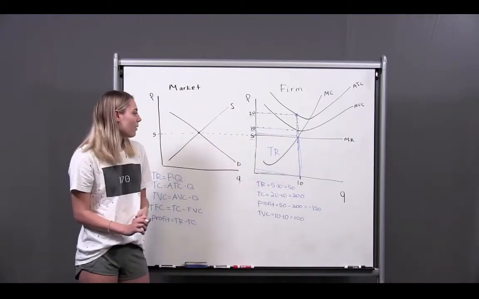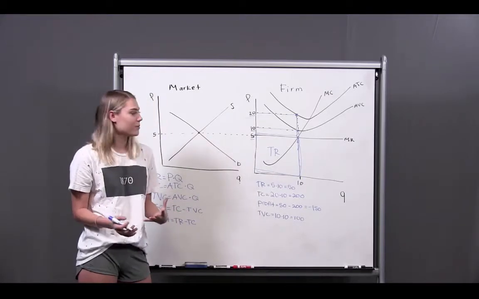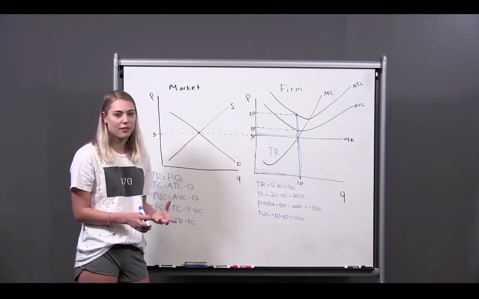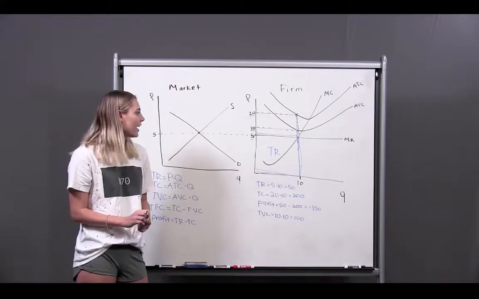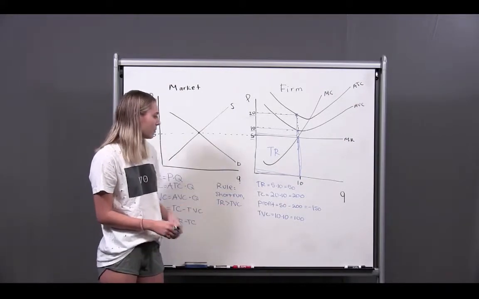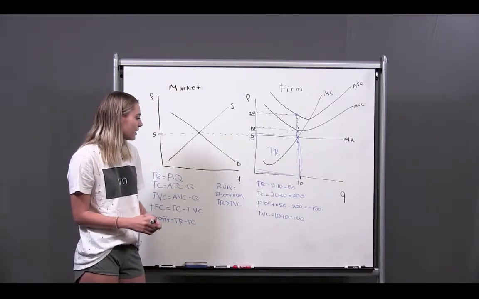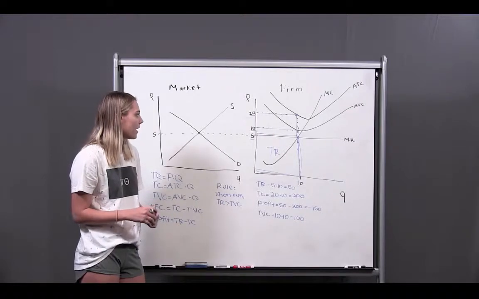So now we want to look at whether our total revenue is going to cover our total variable cost. And we have this rule that if total revenue doesn't cover variable cost, this firm will leave the market in the short run. So we can see that their total revenue is 50 and their total variable cost is 100. So this firm doesn't have enough revenue to cover their total variable cost. So they would leave the market in the short run.